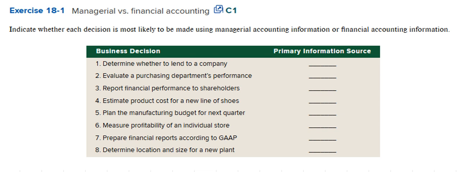Okay, so for number 1, determine whether to lend to a company. That's going to be financial. So I'm going to put F for financial accounting information that's being used to determine whether to lend to a company. And the reason why it's financial is because financial accounting focuses on external parties. So if I want to determine whether I want to lend my money to a company, I need access to their financial statements. So specifically the balance sheet, income statement, statement of cash flows, and a statement of either retained earnings or statement of equity. So I need access to those.